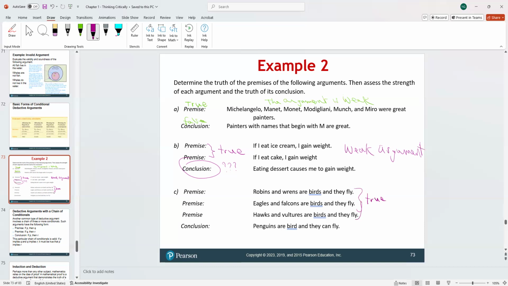Now let's see the conclusion. It says penguins are birds and they can fly. For those of you who know penguins, do you think penguins can fly? No, that's false.